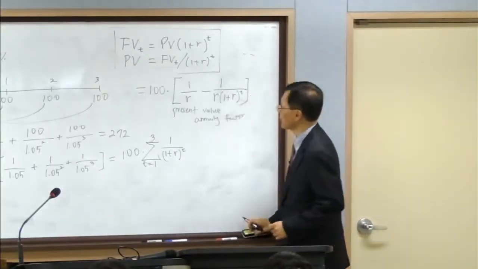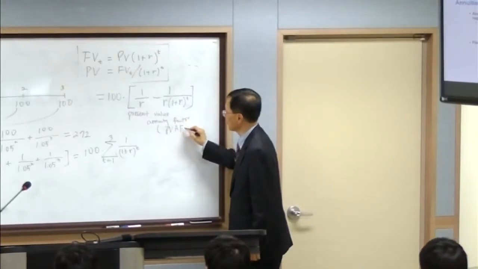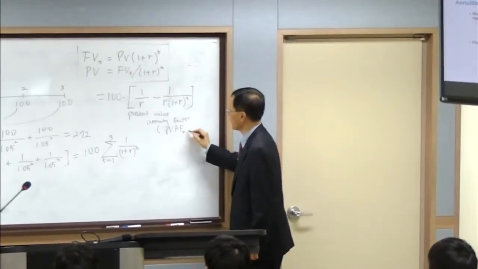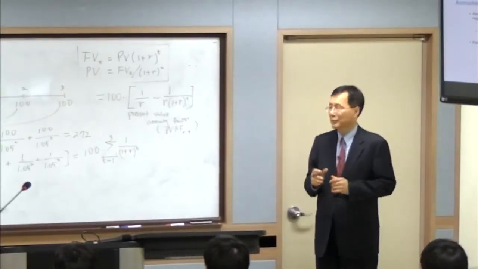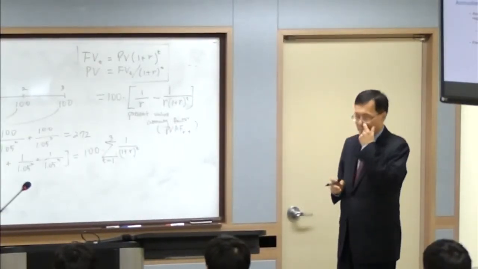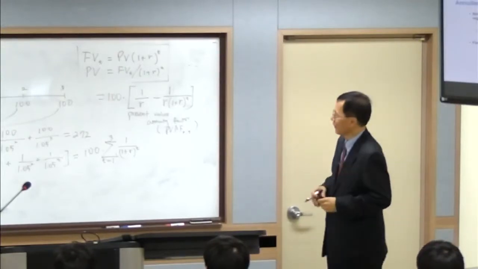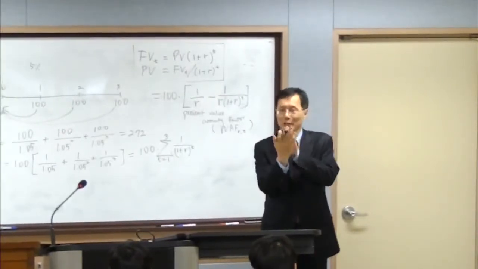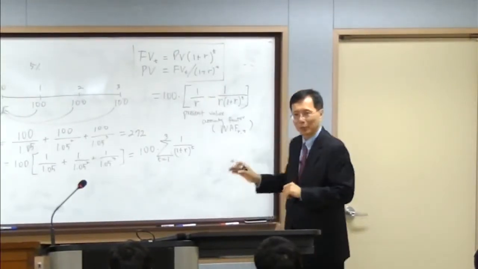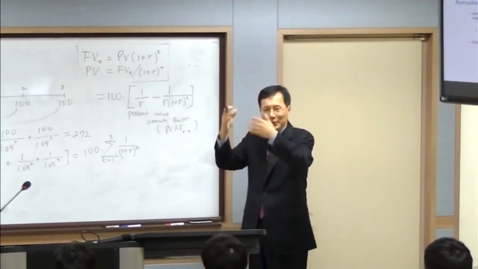Present value annuity factor, PVAF, with interest rate R and time period T. Okay, let's go: present value annuity factor. In the old days, when we didn't have a calculator, your textbooks had mathematical tables, present value tables, present value annuity tables, and all the tables are there.